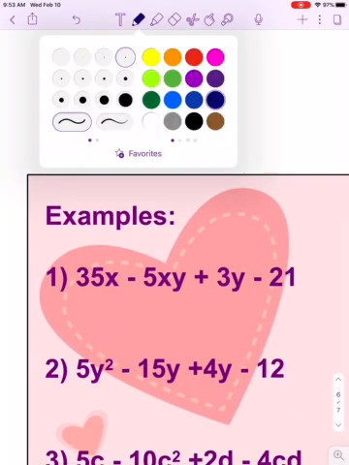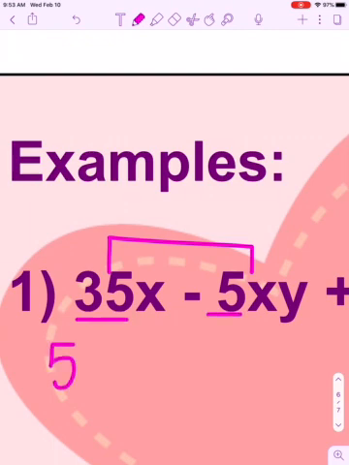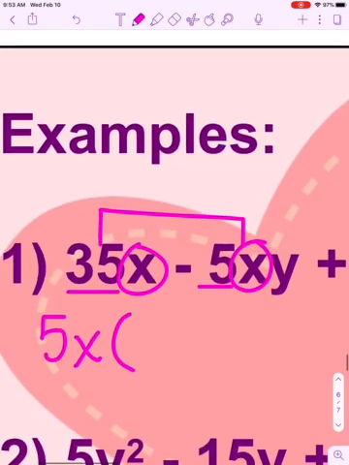All right, let's do this one. So you see 4 terms, so we're going to factor by grouping. So we start with the first 2. Look at your coefficients first, 35 and 5. The biggest number you can take out of 35 and 5 is 5. They both have an x, so you can take out an x. Put a parenthesis and then take them out.